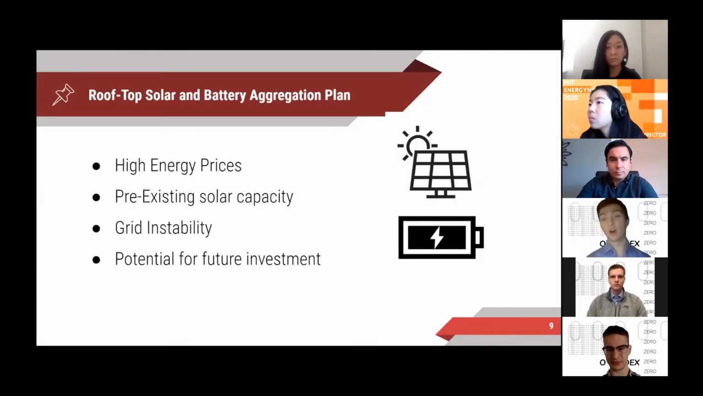When identifying an optimal location to implement these virtual power plants, we have to consider key factors in order to maximize the benefit we can achieve from aggregating rooftop solar and batteries. These factors include high energy prices, pre-existing solar capacity, grid instability, and potential for future investment.